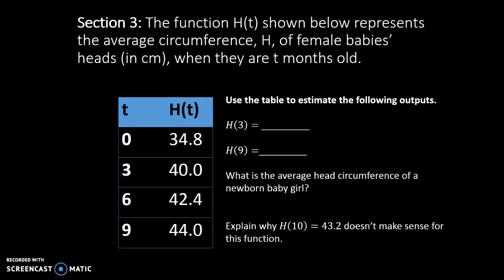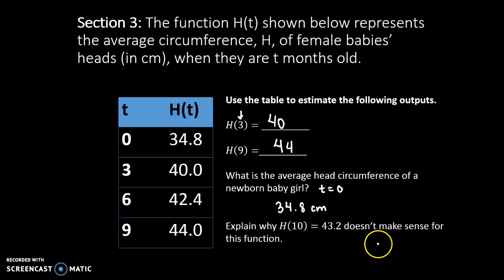Okay, the next section. The function H of t shown below represents the average circumference H of female babies' heads in centimeters when they are t months old. Use the table to estimate the following outputs. H of 3 would be 40 because that's in the table. H of 9 would be 44. What's the average head circumference of a newborn baby girl? So newborn would be t equals 0 months old, that would be 34.8 centimeters.